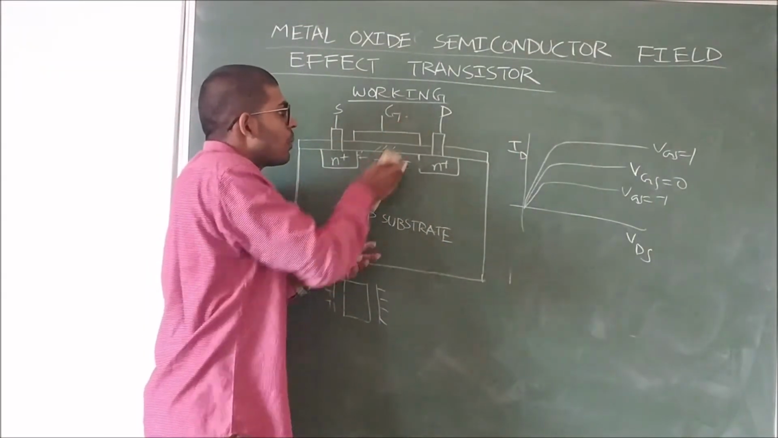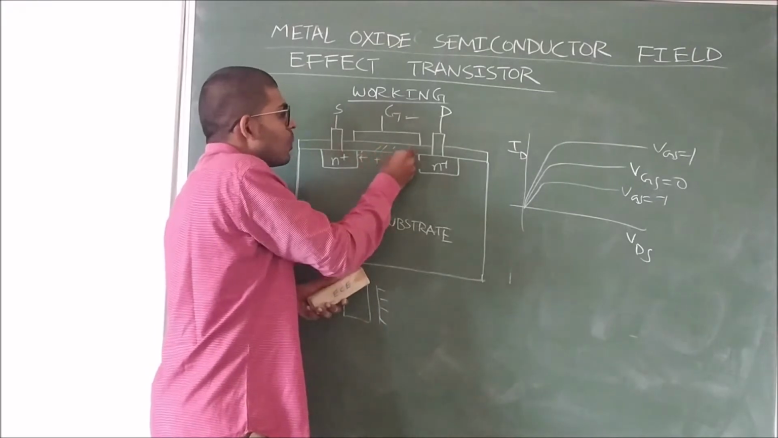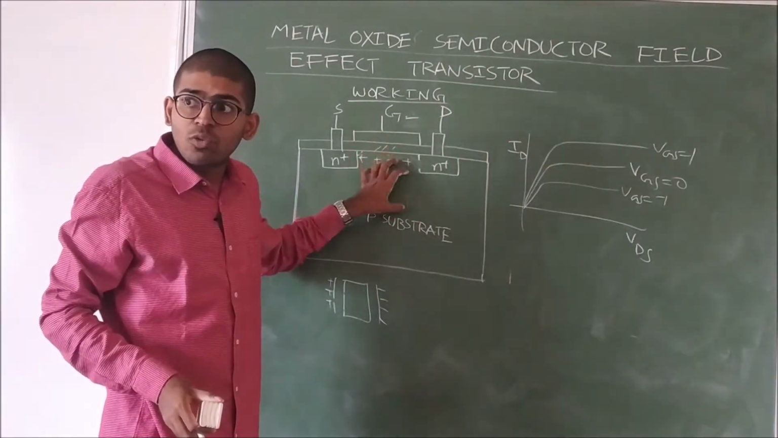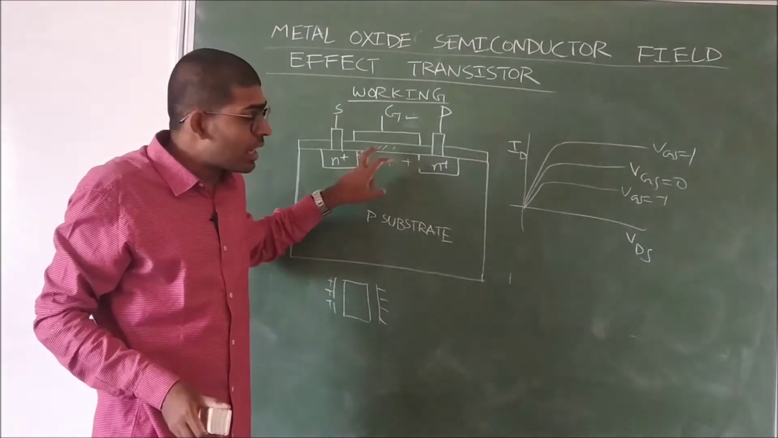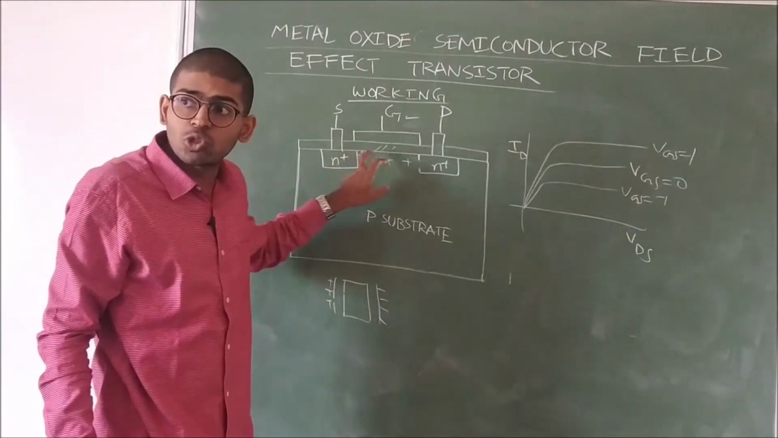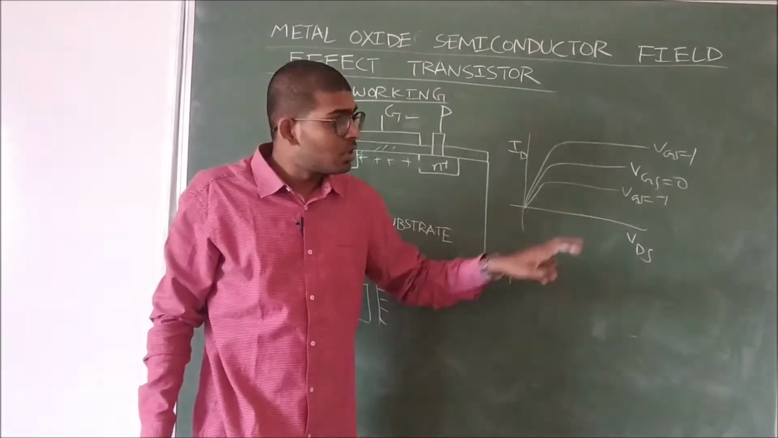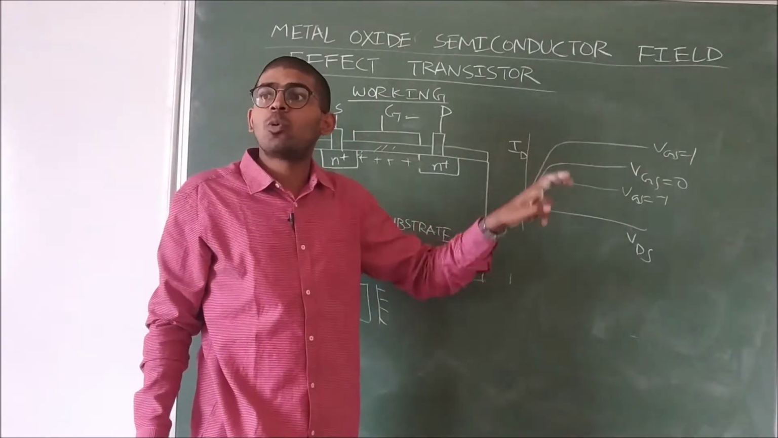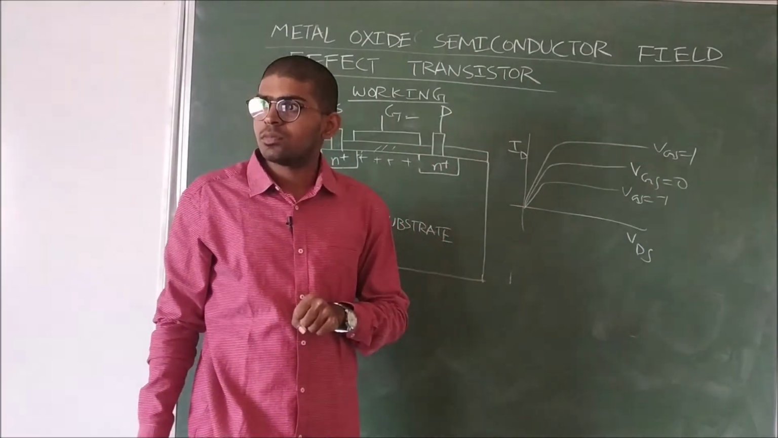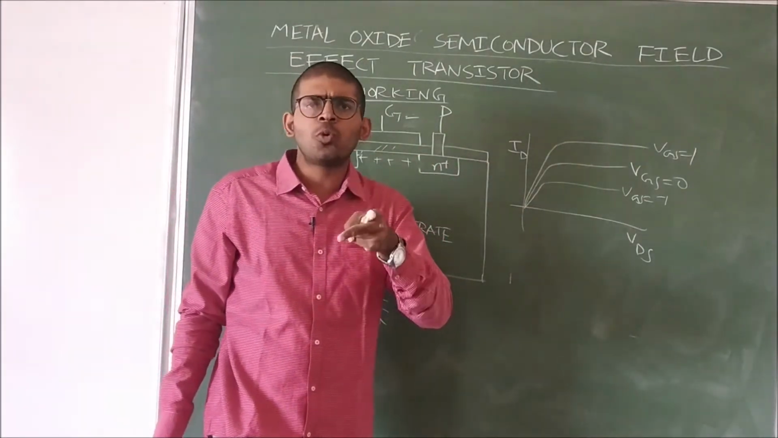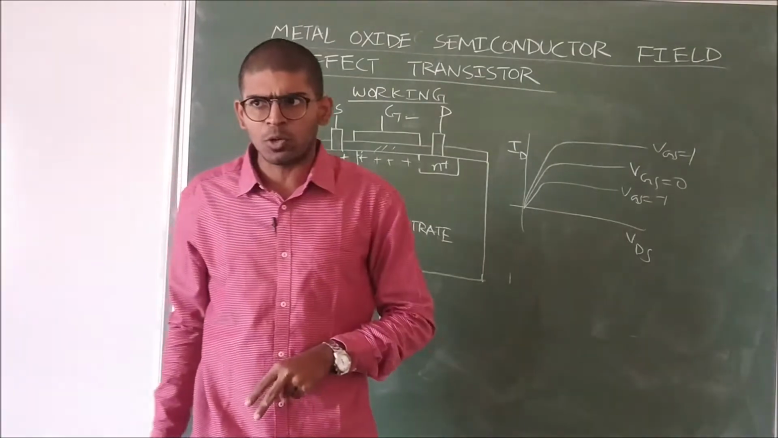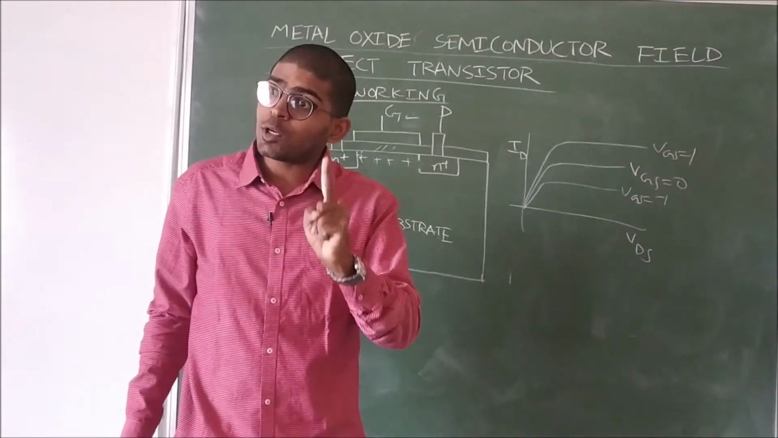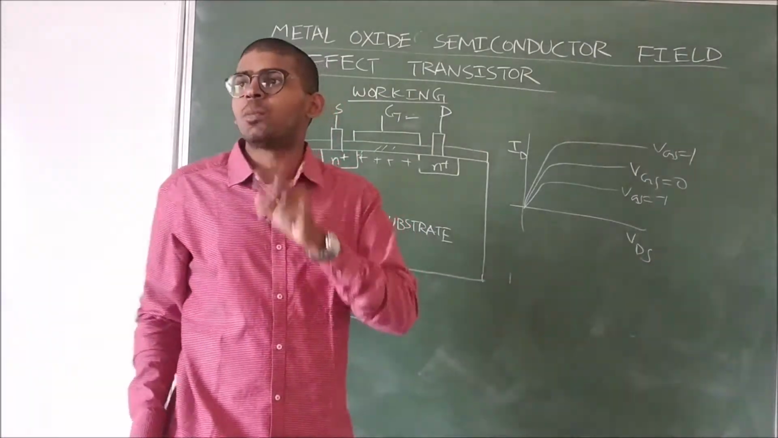If we give the negative supply to the gate terminal, then the positive voltage is induced. Because the positive voltage is induced, the number of electrons traveling from source to drain decreases. So drain current is decreasing. This is called depletion mode operation. So MOSFET can operate in two modes, enhancement mode and depletion mode. We have two types of MOSFETs also: one is the enhancement MOSFET and the other is the depletion MOSFET.